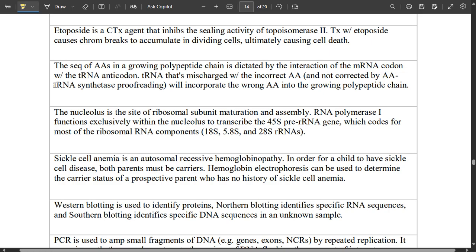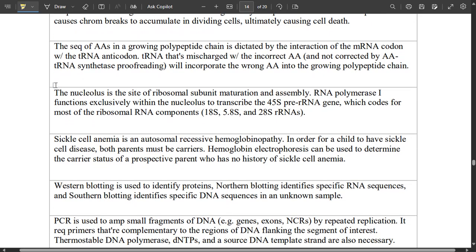The amino acid is added to the growing polypeptide chain. Consider a tRNA that is mischarged with the incorrect amino acid and not corrected by aminoacyl-tRNA synthetase proofreading. tRNAs have anticodons, and anticodons represent an amino acid. If there is no correction of the amino acid by aminoacyl-tRNA synthetase proofreading, it will incorporate the wrong amino acid into the growing polypeptide chain. So tRNA has anticodons, which have to be proofread by the tRNA synthetase proofreading activity.